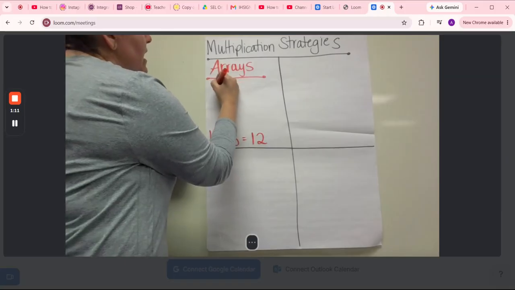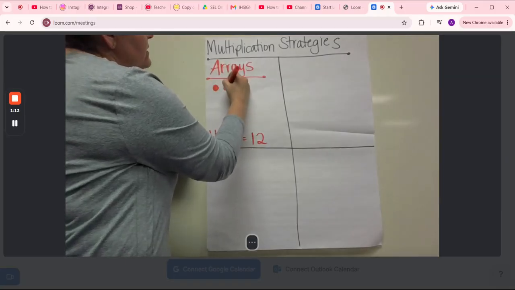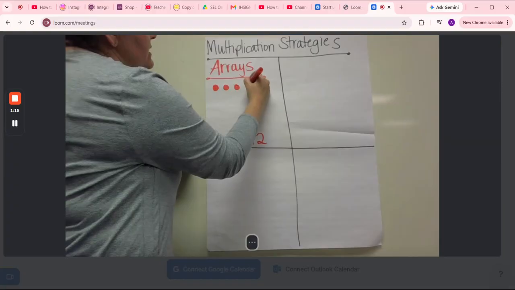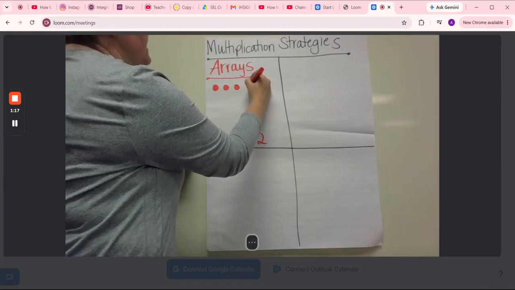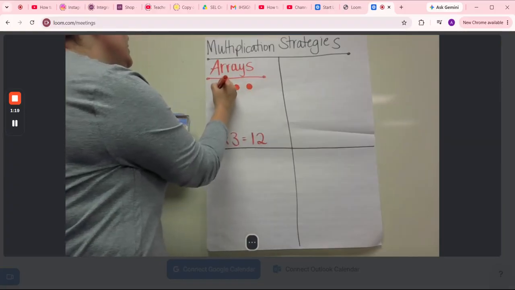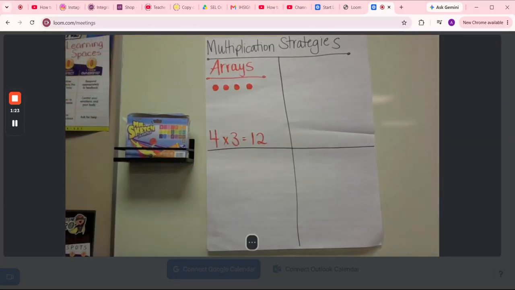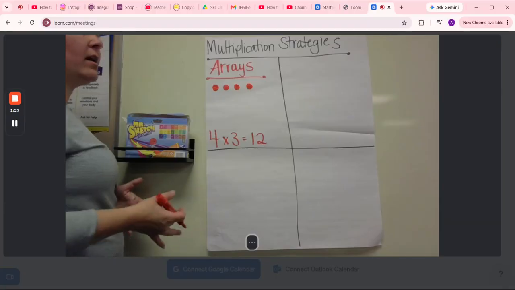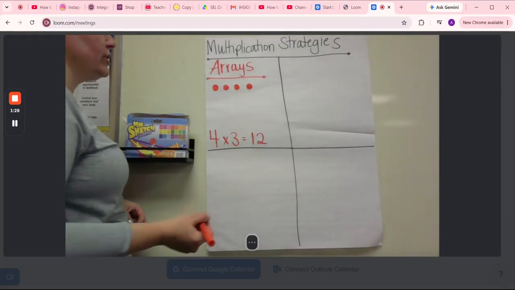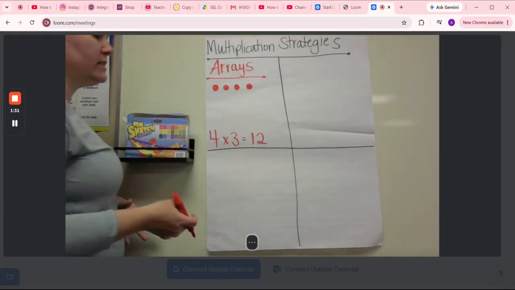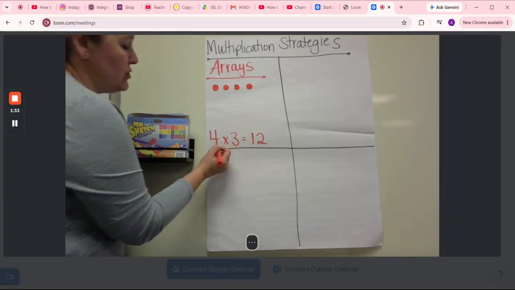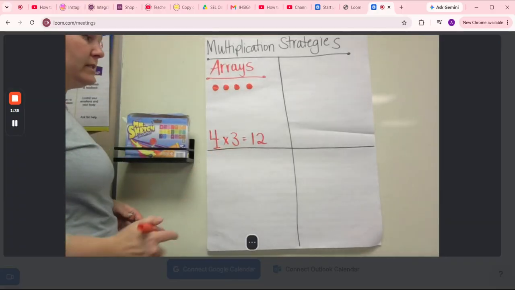By starting with arrays, you're going to give them that visual. The nice thing is that even if this is an extension, like if you are a second or even third grade teacher starting this right away at the beginning of the year, you are going to give them a visual for what multiplying actually is. Oftentimes I have some of my highest learners who can tell me 6 times 8 is 48, but when I ask them how they know, they aren't able to tell me.